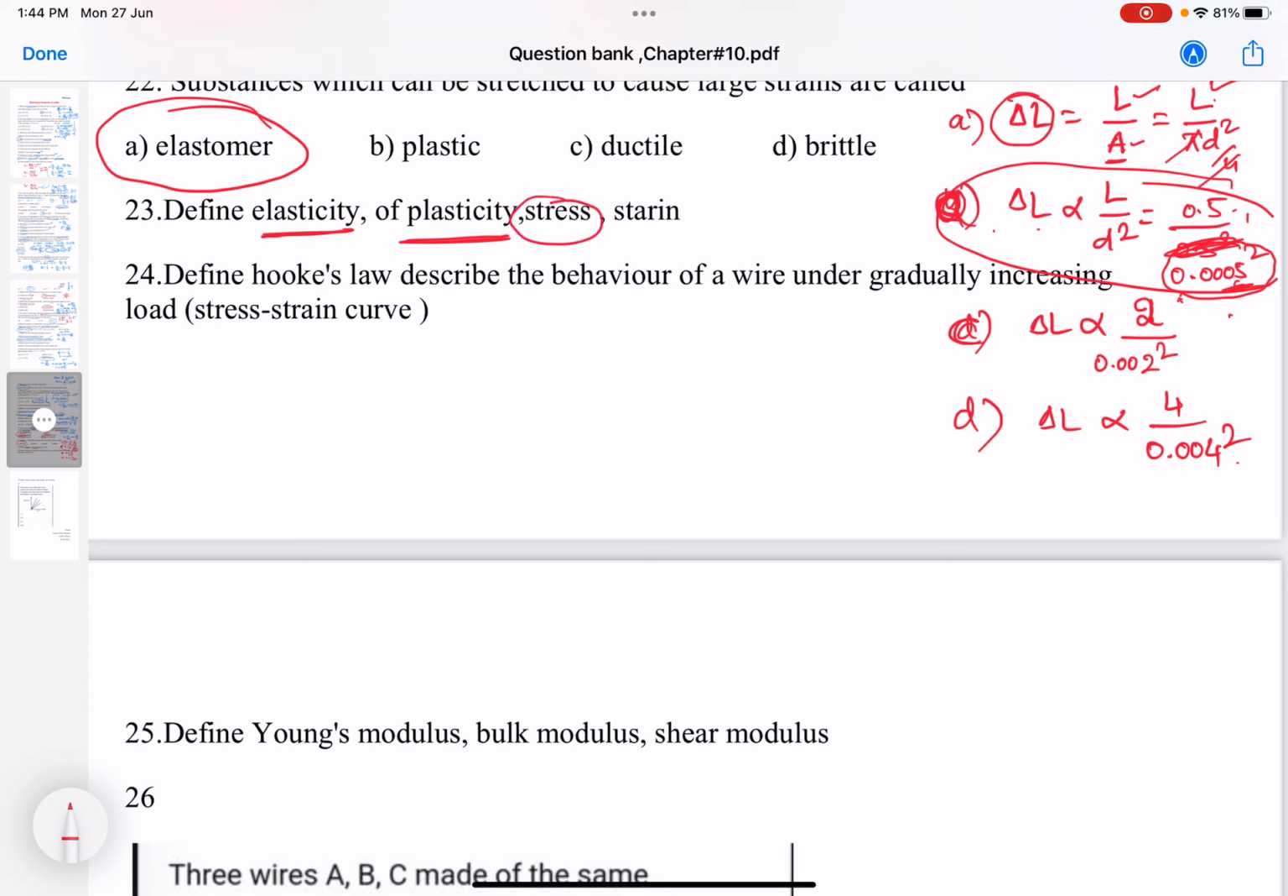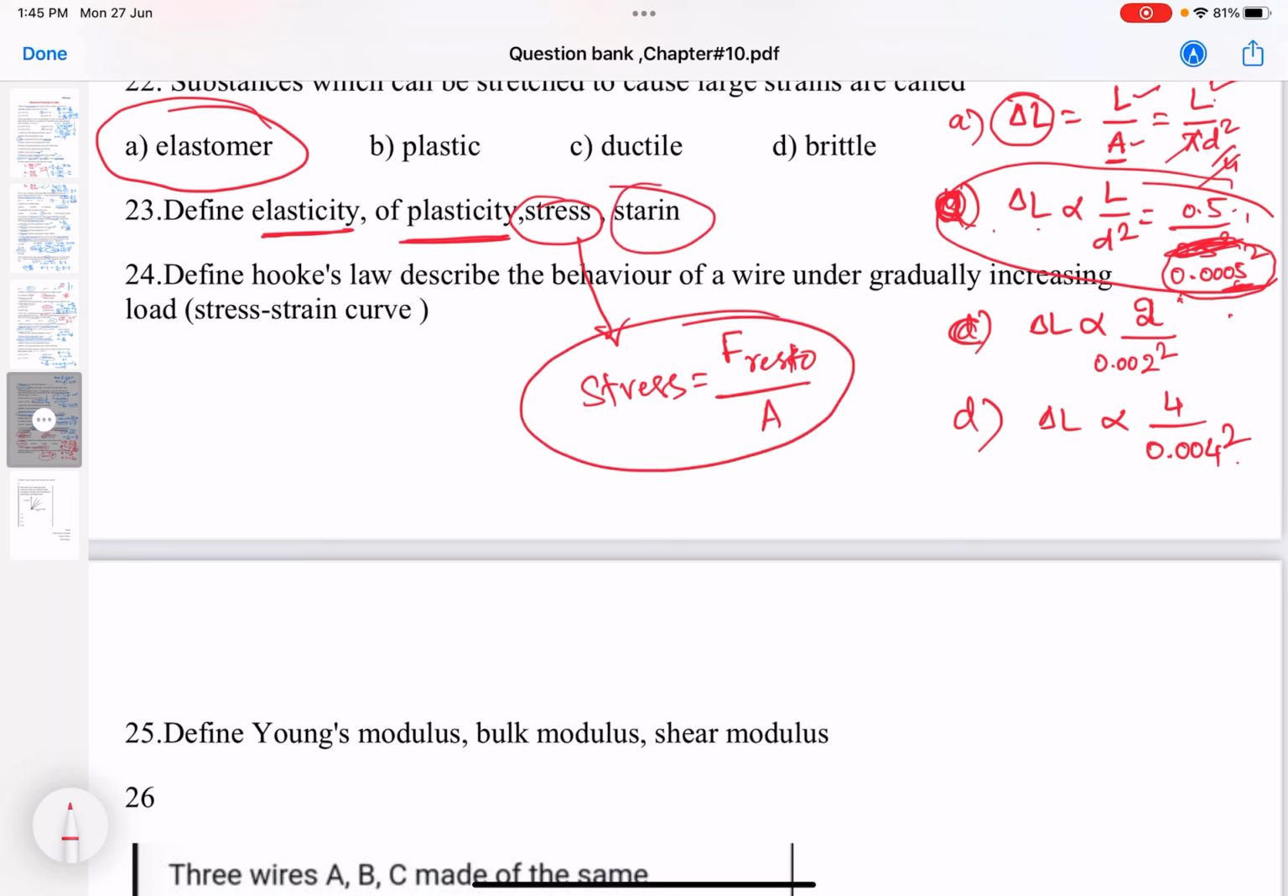And stress is nothing but restoring force per unit area. Restoring force is nothing but internal force, not external force. When we apply some amount of force on an object, that object also exerts equal and opposite force on us. So that force exerted by the object on the external thing is nothing but internal force or restoring force. So here stress is nothing but restoring force per unit area, not applied force per unit area. Strain is nothing but change in the dimension by original dimension.